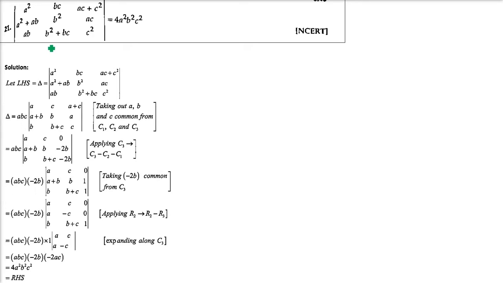So in this, what do we do? The first thing is, we see that a is common here. I'm writing the first column here: a square plus ab, and ab. Now if you take a common from here, it will be a into a. If you take a common, a plus b and ab.